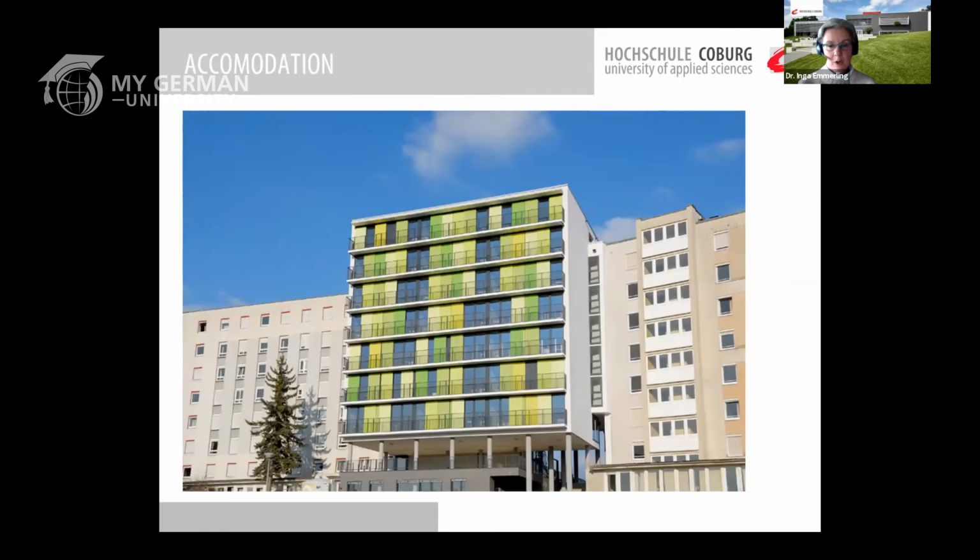In Coburg, we also help our students to find accommodation. This is a student dorm here on our campus, and we apply at the dorms for rooms for all our students who come here. So you do not have to search on the free market for a room for you. We get a room for you in our student dorms, and this is a 3-minute walk from the dorm to the lecture hall. So you can sleep as long as you like.